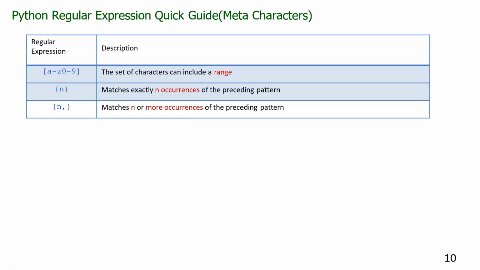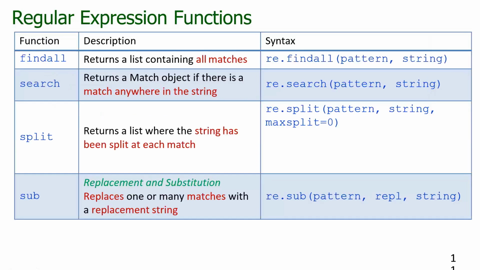In regular expressions, you have certain functions. These are the few functions we use, and we use the regular expressions in these functions in order to perform tasks. One is findall, search, split, and sub. These are the four methods we use in regular expressions. First, findall returns a list containing all matches. Syntax is re.findall, and it will find all the patterns which are present in the string. Search returns a match object if there is any match anywhere in the string. re.search(pattern, string) will search the pattern in the string.